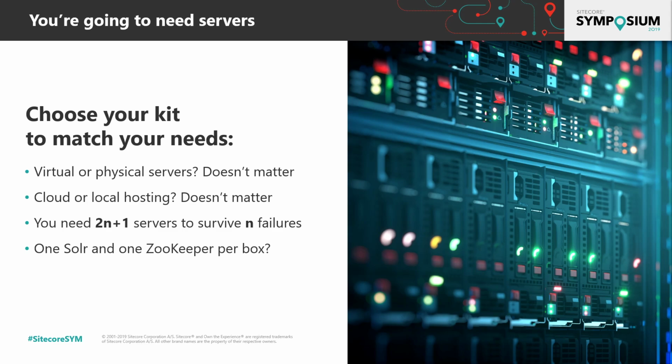Servers then. The type doesn't matter. Physical, virtual, cloud or local, they all work. Documentation says if you need to survive n of your machines breaking, then you need 2n plus 1 to start with. So 3 boxes is your starting point, and you can add more if you need. Ideally, you should run your Solr and Zookeeper instances on separate kit, but 6 boxes is probably overkill for Sitecore Search. So I tend to put one Solr and one Zookeeper instance per box.